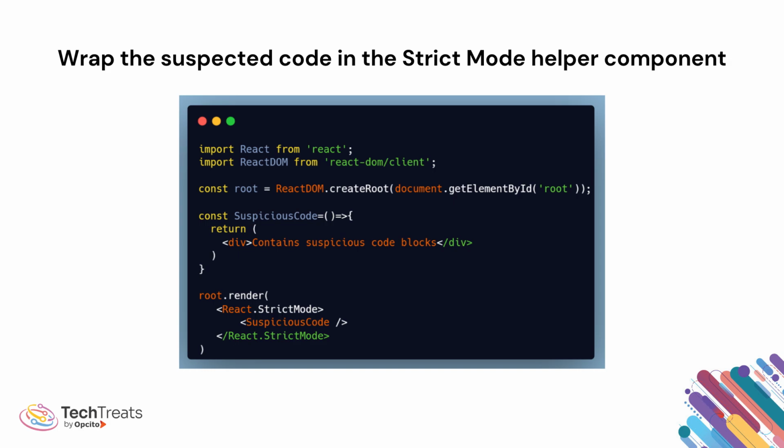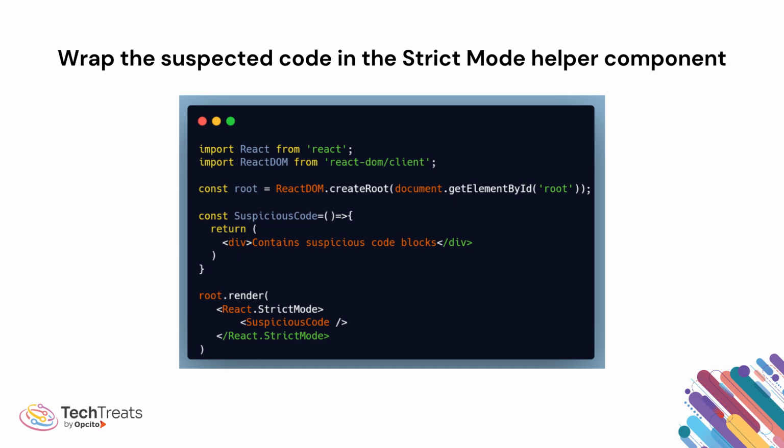Undeclared variables will return an error in React strict mode. It checks for the following. Number 1. Components with unsafe life cycles. Number 2. Usage of legacy or deprecated APIs or methods like the string reference API, context API and findDOMNode. Number 3 is unexpected side effects.